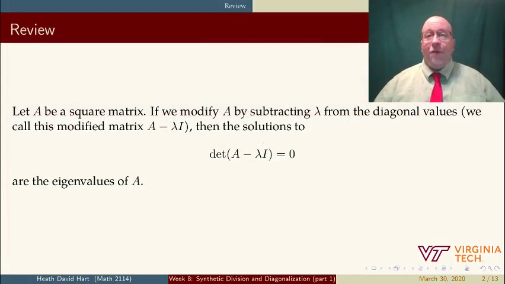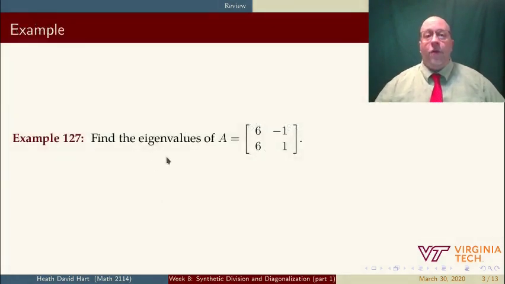This is a review from what we learned in week 7. Let A be a square matrix. We modify A by subtracting the value lambda from the diagonal. Then the determinant of this matrix, if we set it equal to 0, gives us the eigenvalues of A. Let's just review an example.